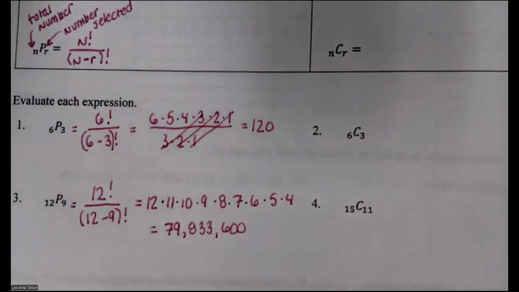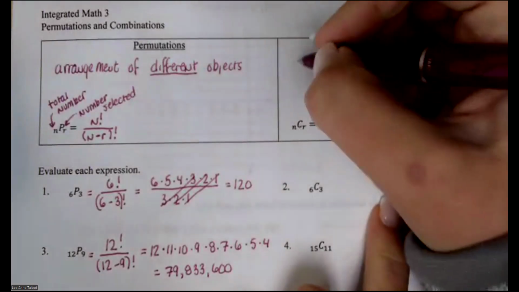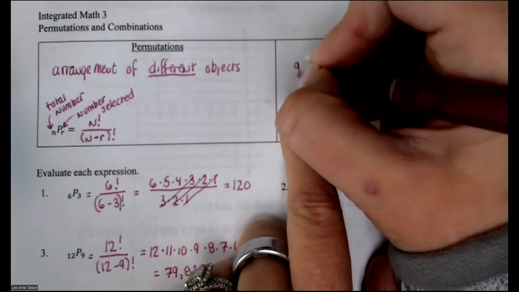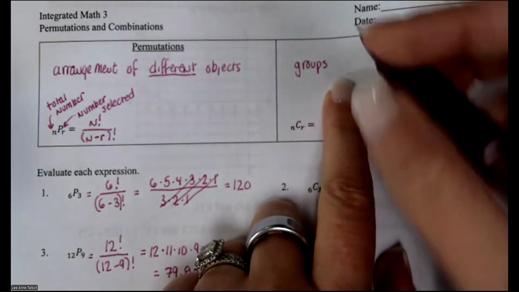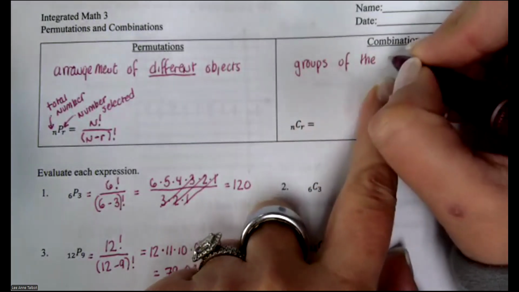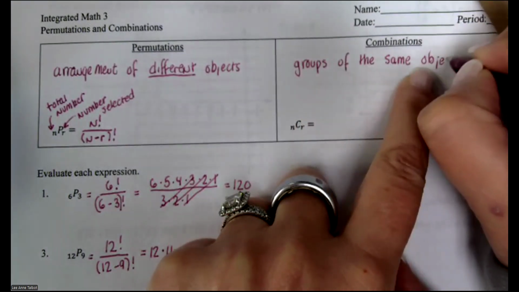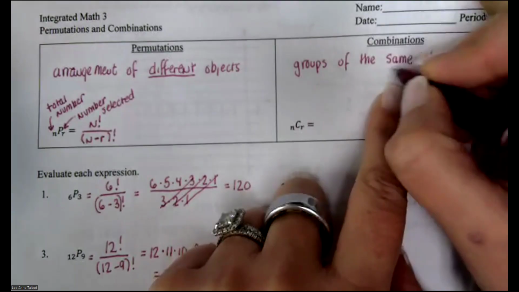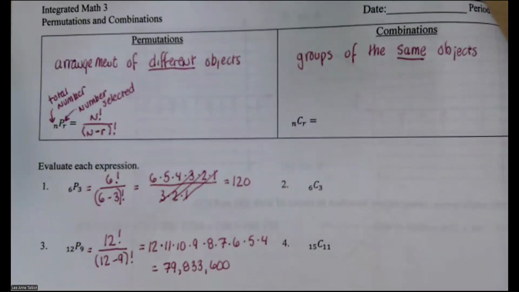Okay, now let's go to combination. The difference between combination and permutation is that for combination, everything is treated as the same. So groups of the same objects. Okay, so write that down first.